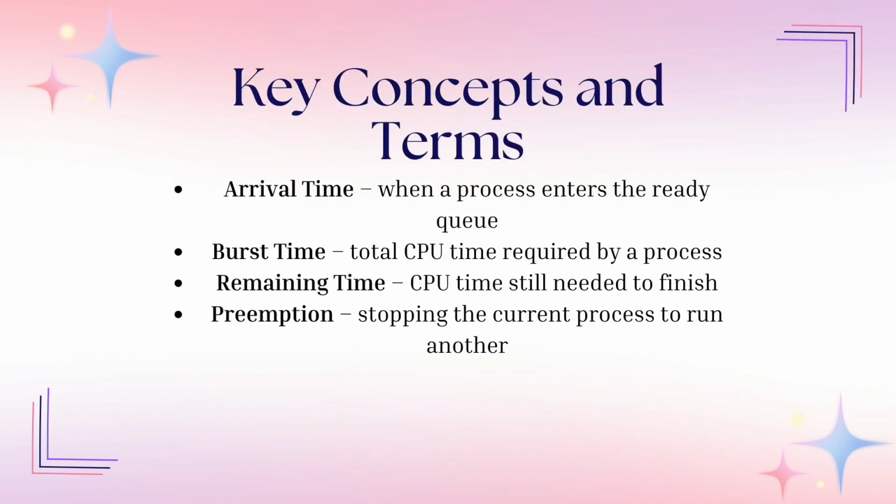So, before we continue, let me explain some important terms. Arrival time is the time when a process enters the ready queue. Burst time is the total time a process needs to finish. Remaining time is the time left for the process to complete. Preemption means the CPU can stop one process and switch to another.